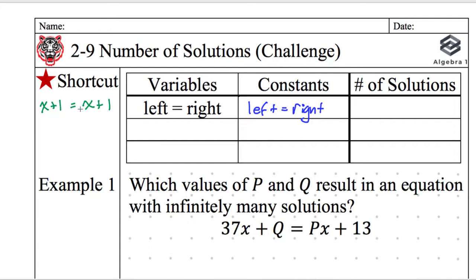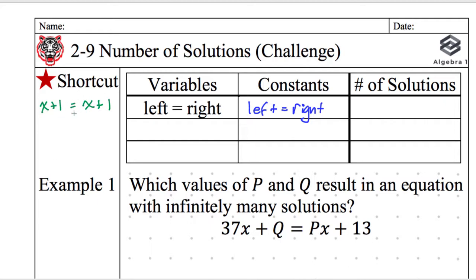So when x plus 1 is equal to x plus 1, what is that? Is that infinite solutions, no solutions, one solution? Quiet raised hand. The variables left equals right, constants left equal right. This equation right here: infinite solutions, one solution, no solutions, raise your hand.